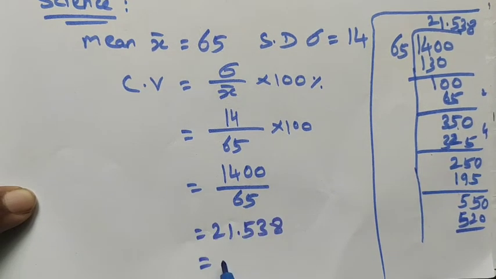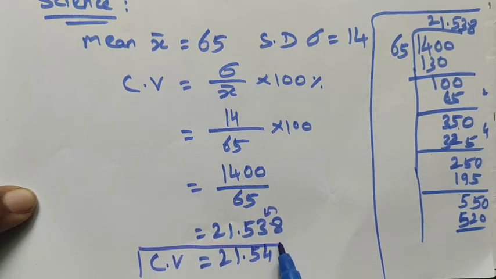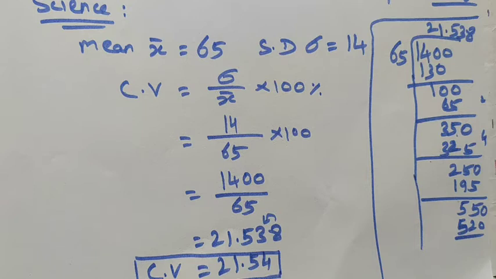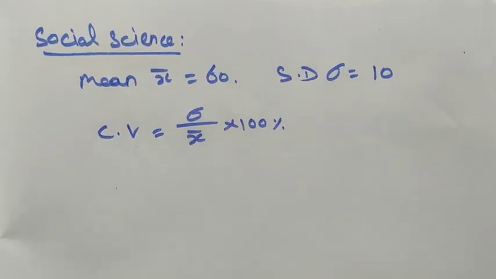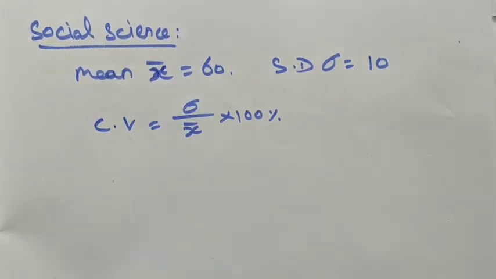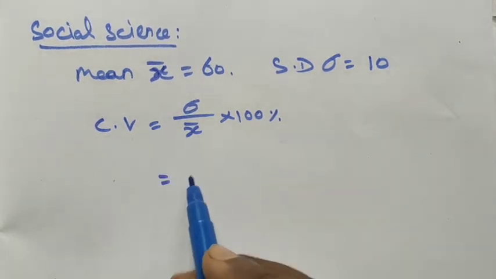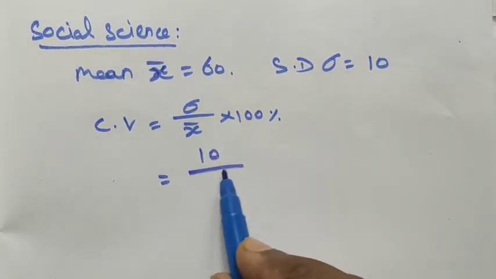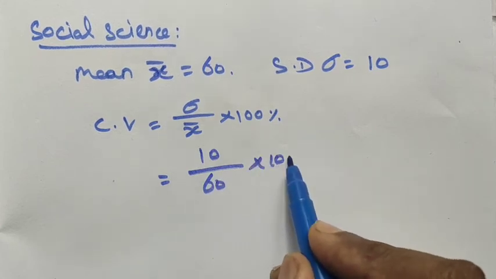So we get 21.538 something, so 21.54. Let me take it as coefficient of variation of science is 21.54. Let's see the social science. Here we have social science. Mean x bar is equal to 60 and standard deviation sigma is equal to 10. Coefficient of variation, we know the formula sigma divided by x bar into 100. Then sigma is equal to 10 divided by 60 into 100.